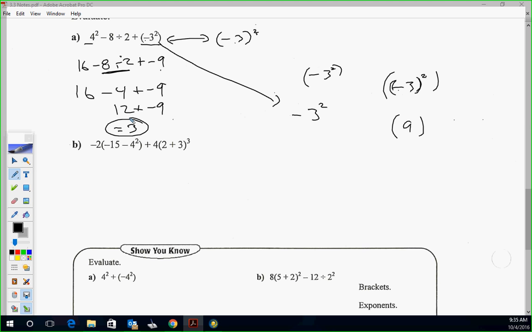All right, so on this one, we have a lot going on again. But again, I have two sets of brackets that are jumping out at me that I need to do. This one has a bracket with an exponent in the bracket. So again, this right here is a negative 4 squared. Is that positive or negative? It stays negative. Good job. So I'm going to rewrite this as negative 2, negative 15 minus 16. That's what happens inside there. That negative 16 stays a minus 16 there. Plus 4, 2 plus 3 is 5 cubed.